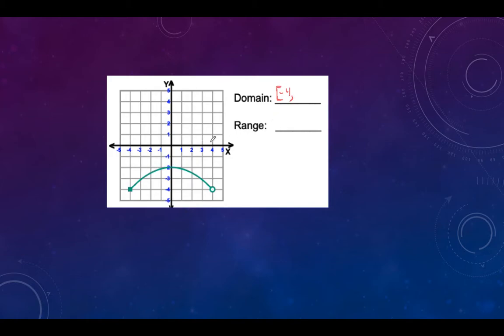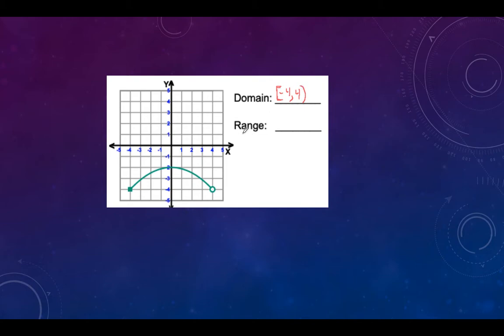The largest our x values can go is positive 4. But look, it's an open circle, so the graph cannot equal 4, so you have to throw in a curved bracket. And so that's how you do set builder notation.